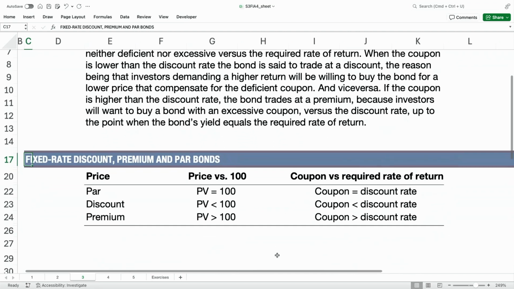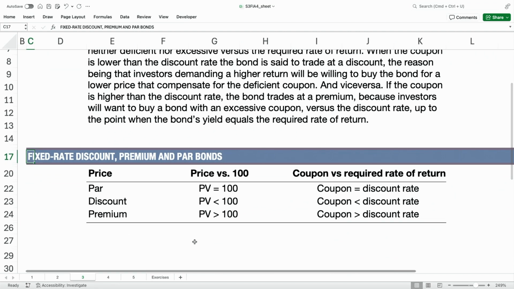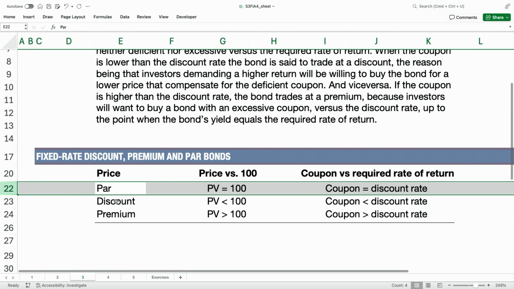We have just seen a fundamental feature in bond pricing. That is the relationship among the price, the coupon, and the discount rate. In particular, we have uncovered the relationships summarized in this table. A bond's price is said to trade at par when its price is 100.